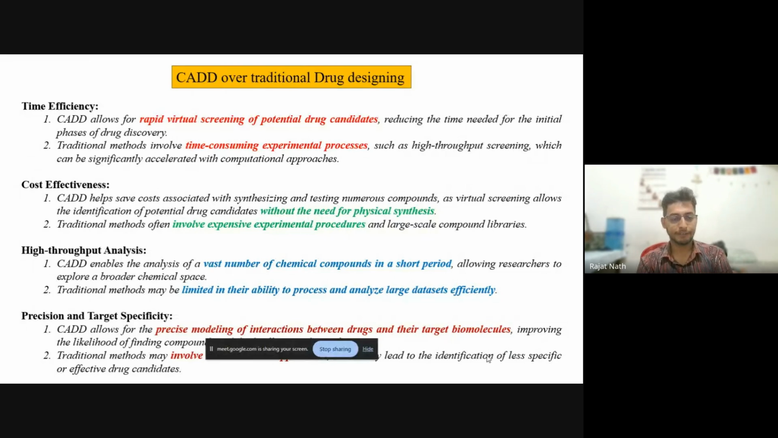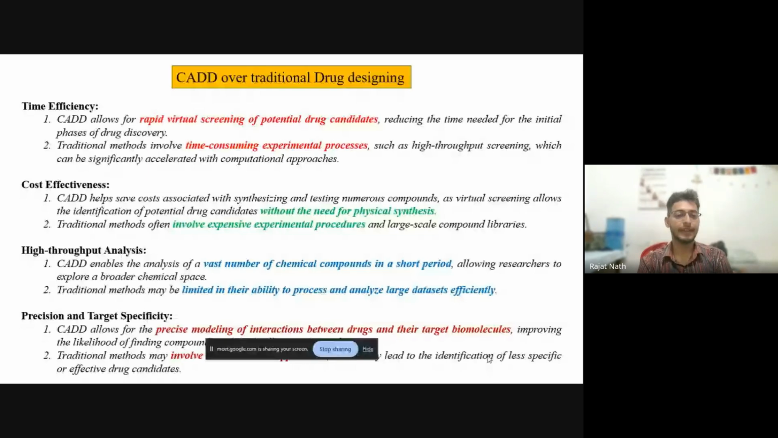The second one is cost effectiveness. In traditional methods, we have to do clinical trials, in vivo studies, in vitro studies, and the chemical and consumables cost lakhs to complete the experiments. But in silico drug designing, you just need a computational system for simulation and server. It will cost around 20 to 30 lakh for a system. You can do lots of work, but for a single compound in traditional drug discovery, it may take crores. So here we can see that it is cost effective.